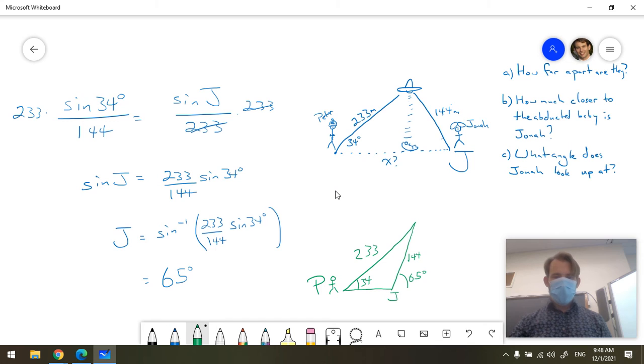If Peter were to run to the baby in the first situation, he would pass Jonah. In this situation, if Peter runs to the baby, he never gets to Jonah. Jonah's on the other side, still looking up at 65 degrees. And that actually explains the ambiguous case of the sine law pretty well.